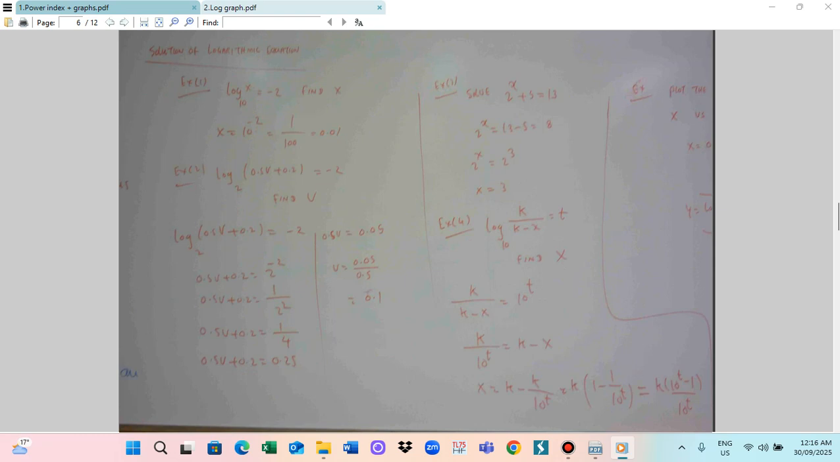So this is 1 by 4, so 0.25. 0.5b plus 0.2 is equal to 0.25. And then you can find b. So 0.5b is equal to 0.05. So b is 0.05 divided by 0.5. So that will be 0.1. Okay, another equation.